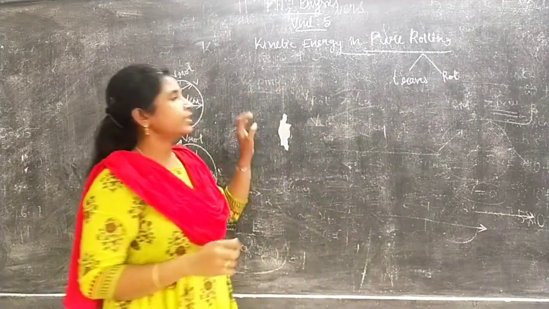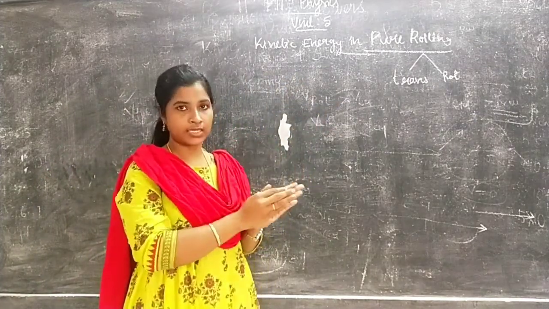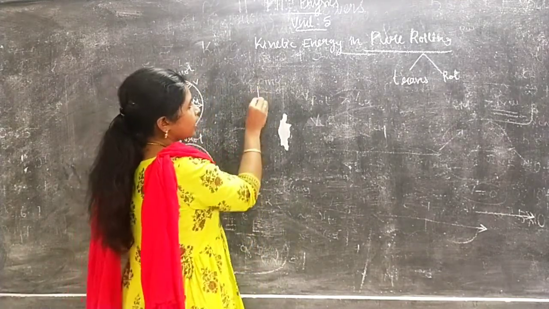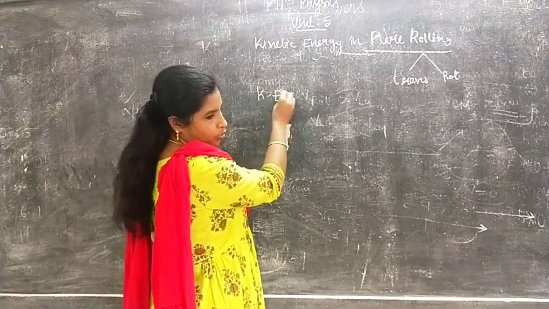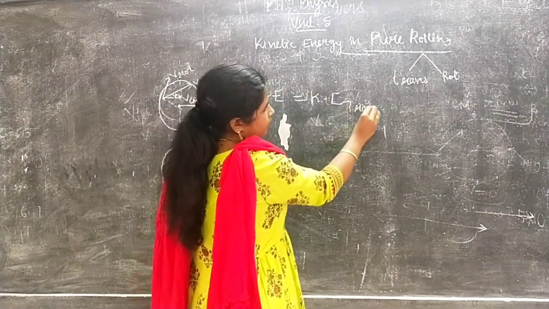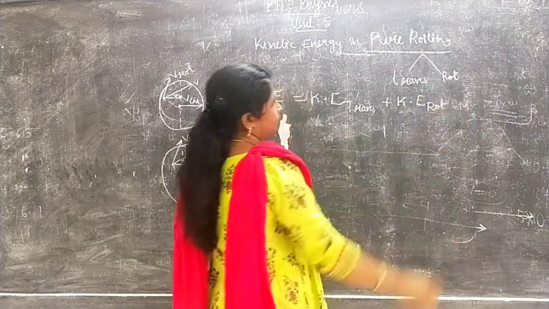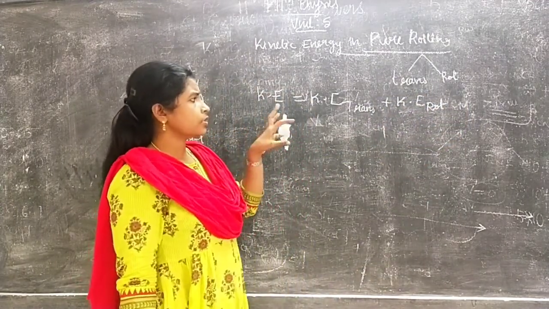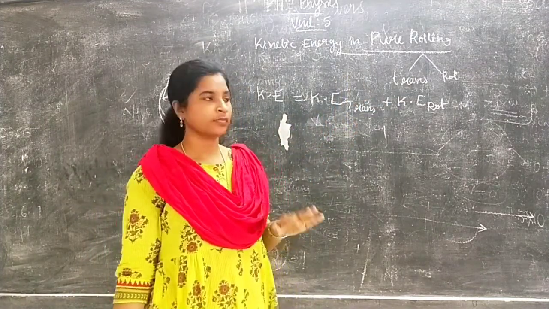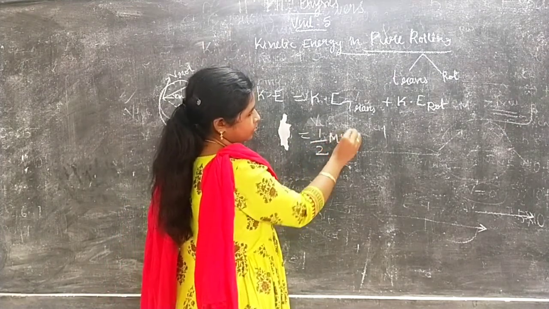So when we calculate the kinetic energy, it is also the combination of kinetic energy of translational motion and kinetic energy of rotational motion. So kinetic energy of pure rolling is equal to kinetic energy of translational motion plus kinetic energy of rotational motion. First, we all know the kinetic energy of translational motion is half mv square, right?